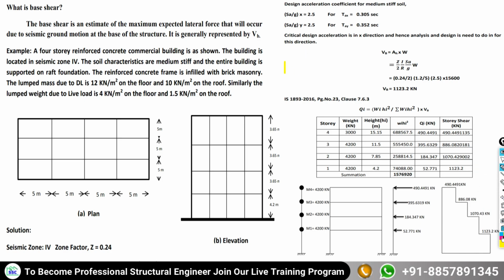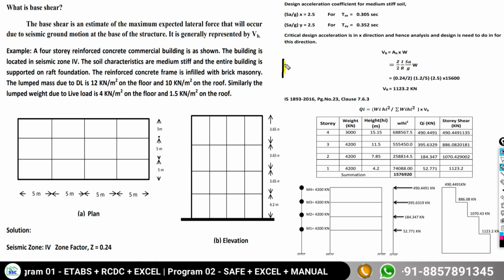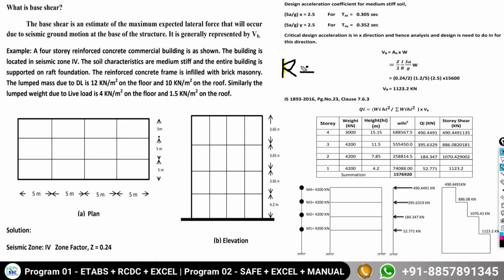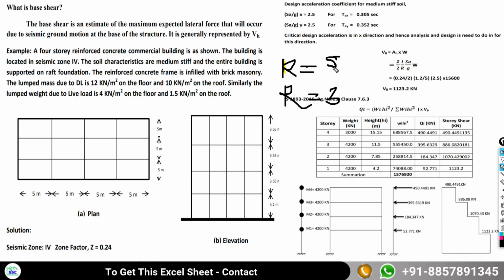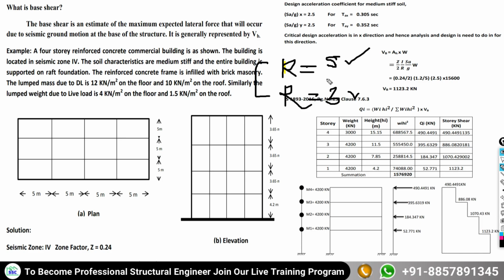For the R, if you are going to do ductile detailing, you have to put it as 5. And if you are going to do ordinary detailing, you have to put it as 3. But many times when I ask students or participants why you put 5, why you put 3, they are not in a state to answer this question.